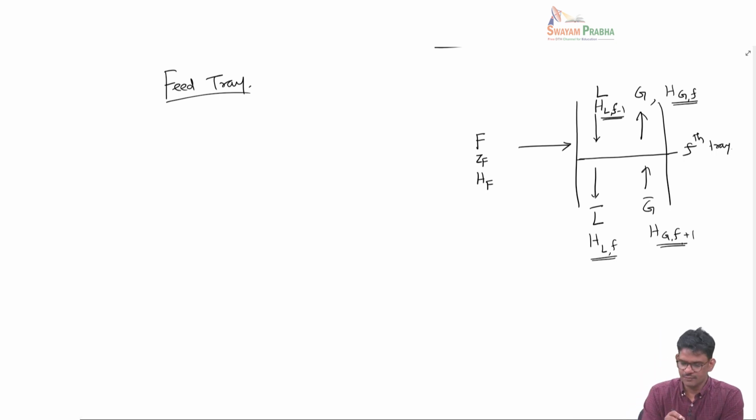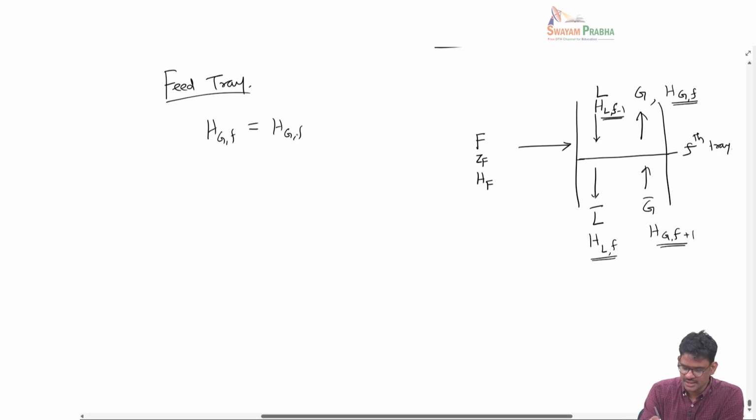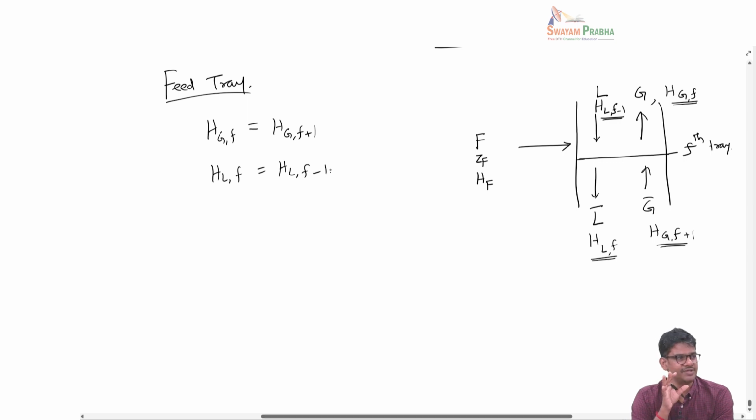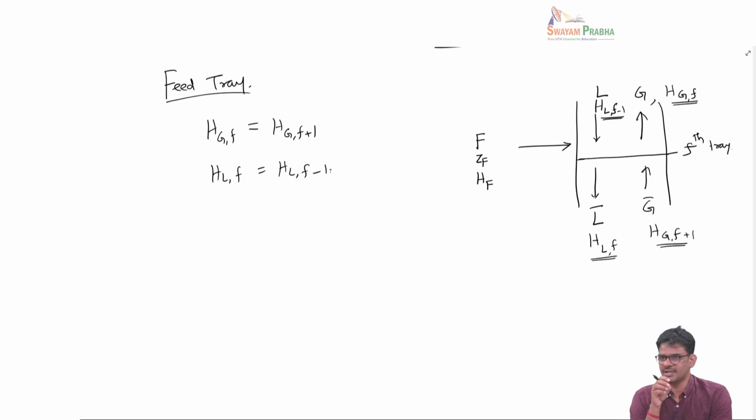And before we go further, what we will assume in this McCabe-Thiele method is that the enthalpies are not changing very much. We will say that HG F is the same as HG F plus 1 and HL F is the same as HL F minus 1. That means we are saying that the feed is not changing the enthalpy so much, but it changes the flow rates a lot. Again this is an assumption, but in reality there will be some change in the enthalpies also.